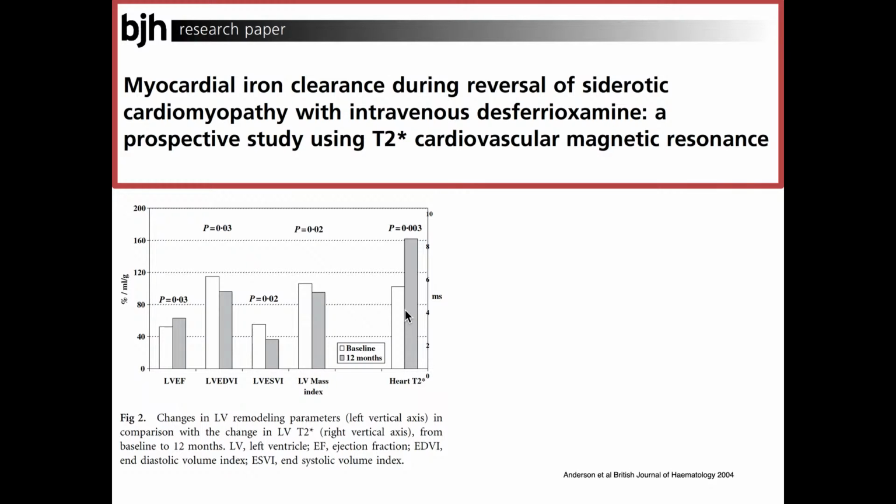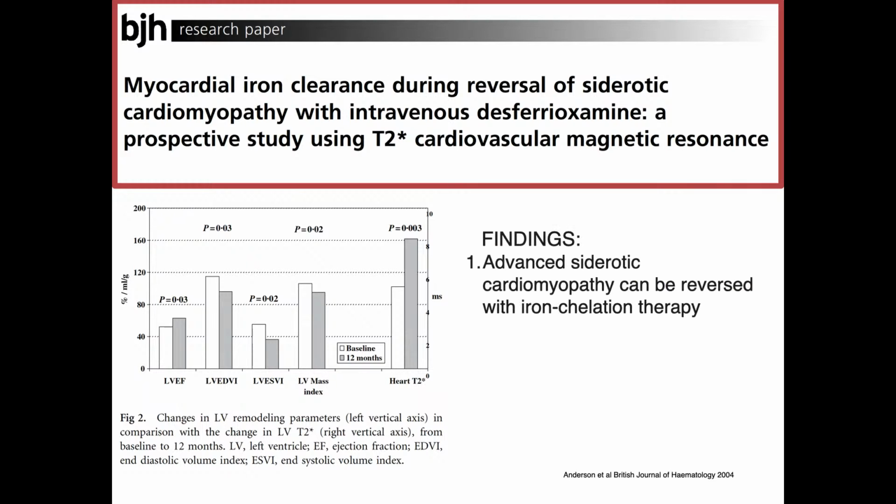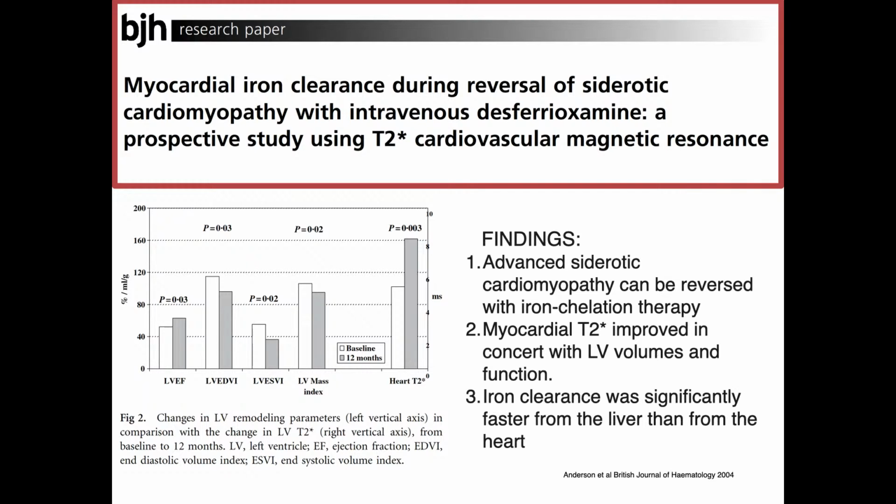There were several interesting findings from this study, which looked at using CMR T2 star mapping in patients receiving iron chelation therapy. One is that in patients who have advanced iron overload cardiomyopathy, it can actually be reversible with iron chelation therapy. Second is that the CMR measures, the T2 star measurements, improve in concert with improvements in LV volumes and LV function in these patients when they're getting iron chelation therapy. Third, iron clearance was significantly faster from the liver than it is from the heart.